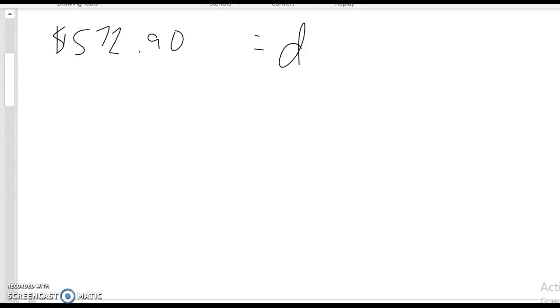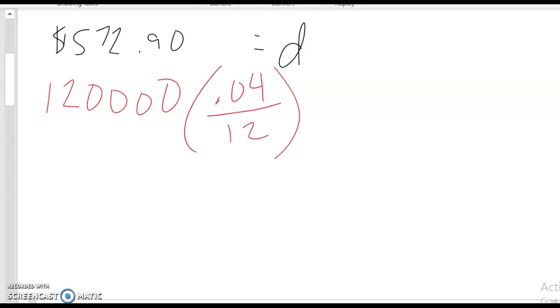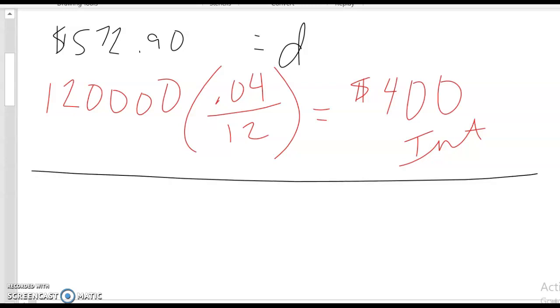Now, if you think about credit cards, it's very, very similar. We say, okay, in month number 1, my loan amount is $120,000. If my interest rate is 4% and we're making these payments monthly, so we're going to divide it by 12, this is going to tell me the interest in month 1, which in this case comes to $400. So in month 1, this is payment number 1.